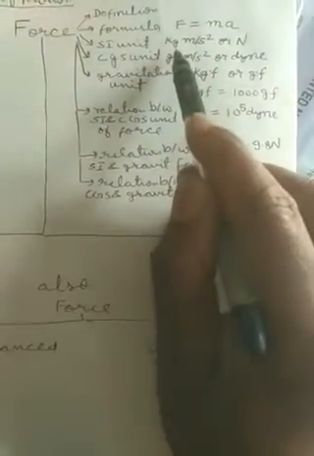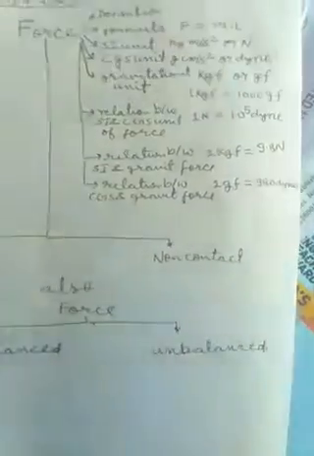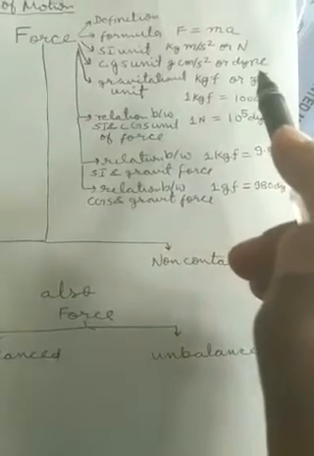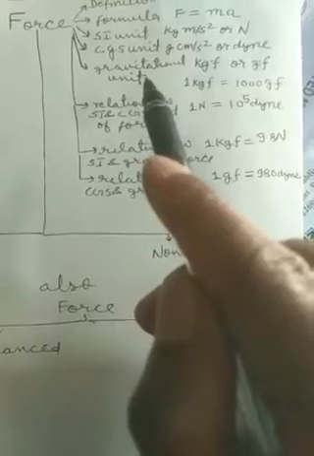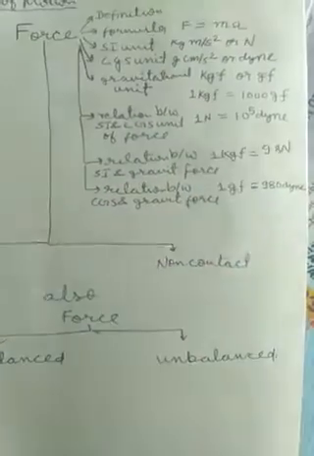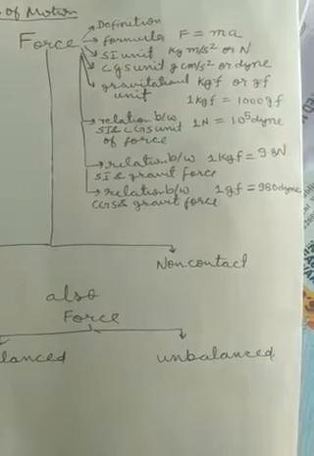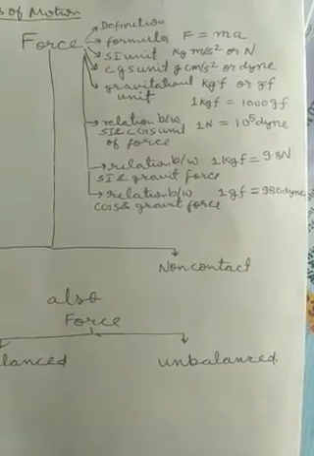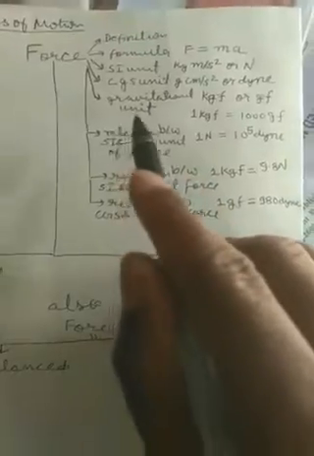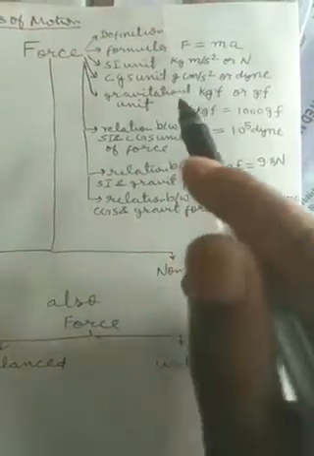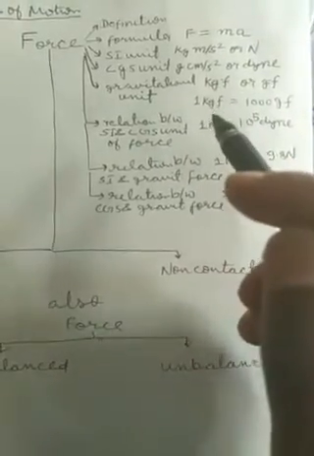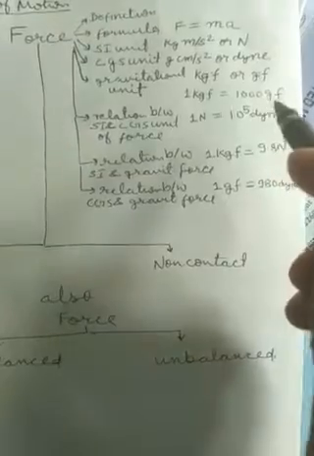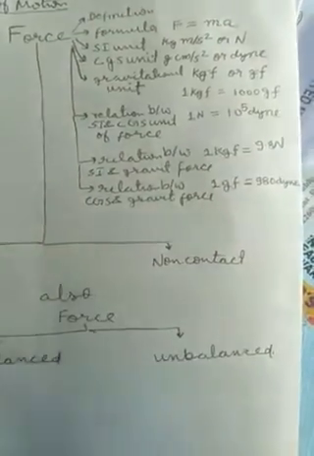Next is the SI unit: kg meter per second square, or Newton. In CGS, gram centimeter per second square, or Dyne. Gravitational unit, actually like weight. Weight is a kind of force also. I will upload another video link for it, to differentiate between mass and weight. The gravitational unit in terms of weight is called kgf or gf. 1 kgf is equal to 1000 gf, kilogram force, gram force.